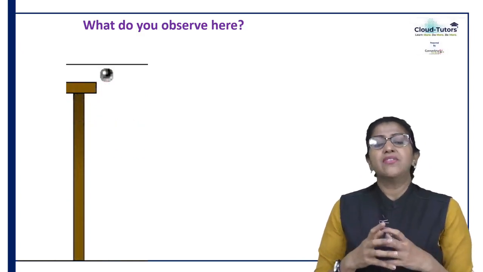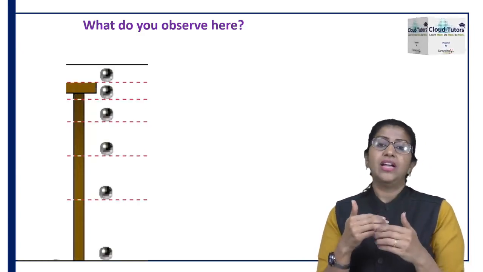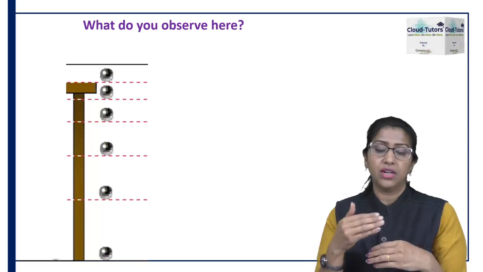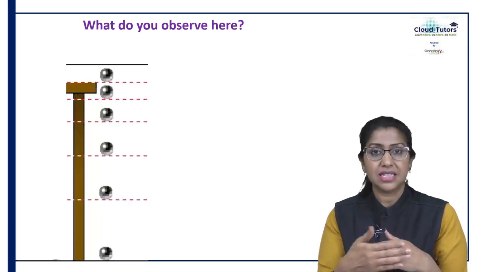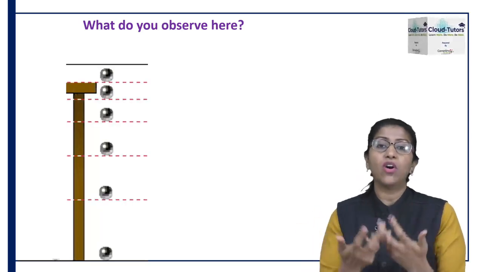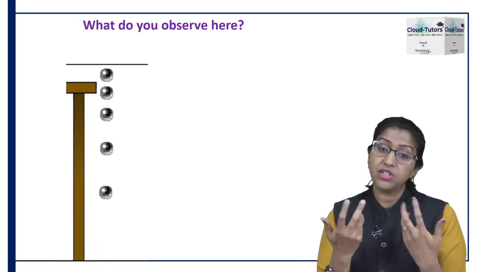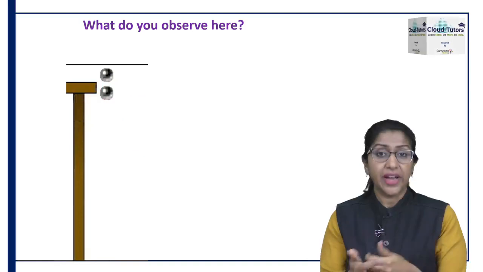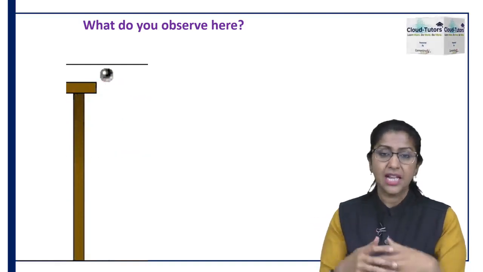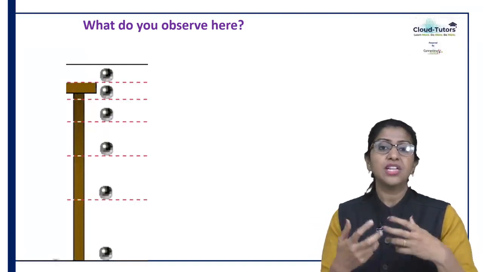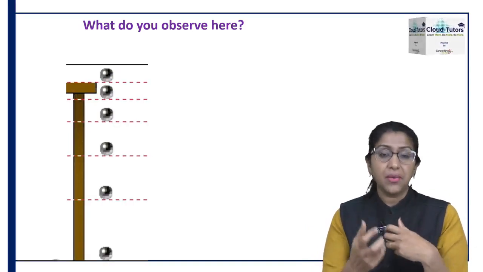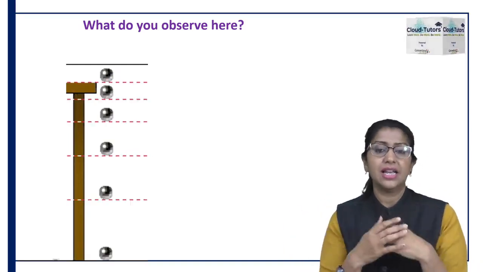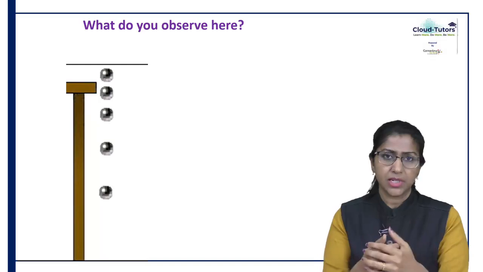Now, when an object is not covering a uniform distance, or the same distance, in the same intervals of time, what do we call such a motion? We call this non-uniform motion. So how do we define non-uniform motion? You all know this. Non-uniform motion is a motion in which an object covers unequal distances in equal intervals of time, or vice versa, correct?